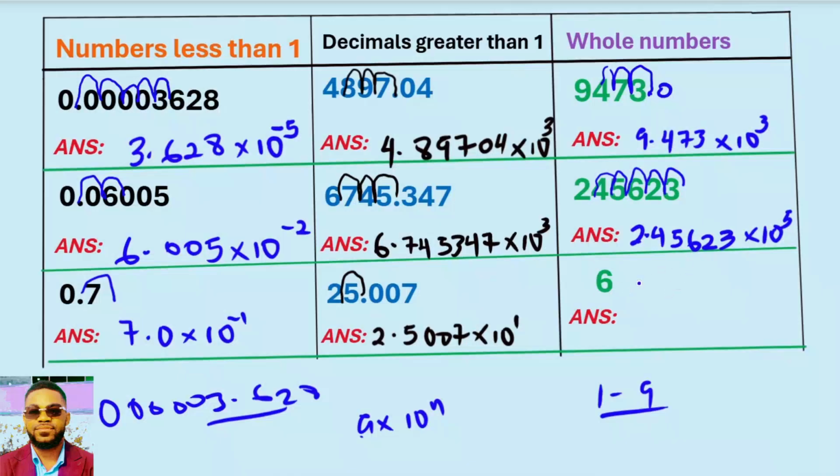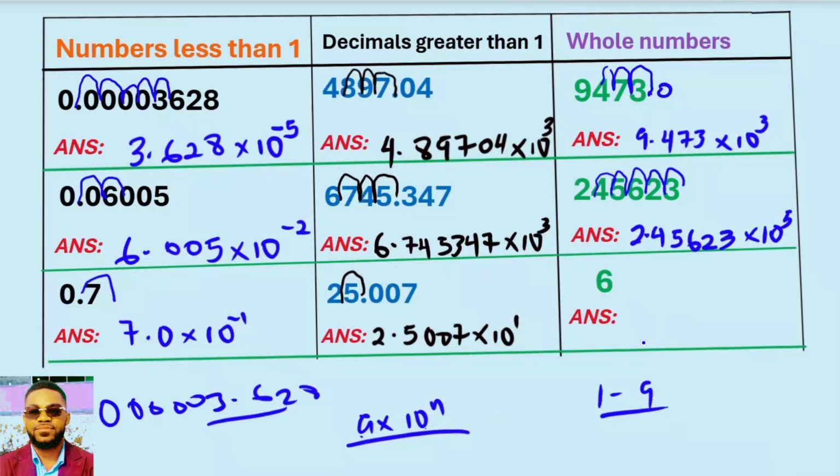And the last one, we have 6. How do you write this one in standard form? You should remember this general form: A times 10 exponent n, where A is a number from 1 to 9. So as you can see, this 6 is already within the range 1 to 9, so we can't change this 6. But how do we get the 10 exponent n? What are we going to do?